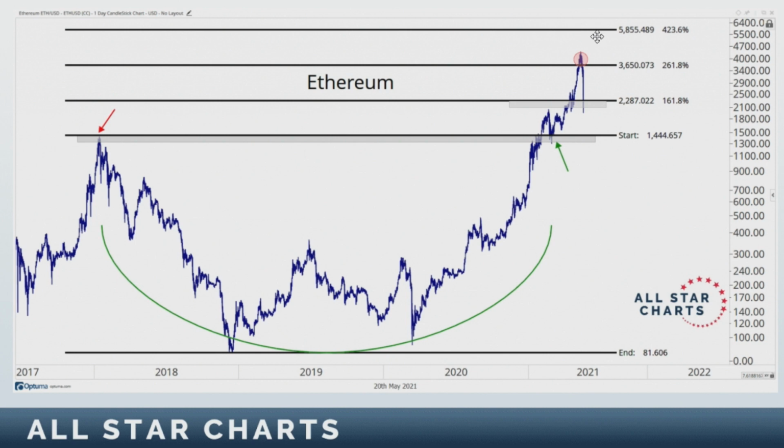Notice how when it broke our 3,600 level, that's when things got nasty. Same way when Bitcoin broke 47,000, same idea.